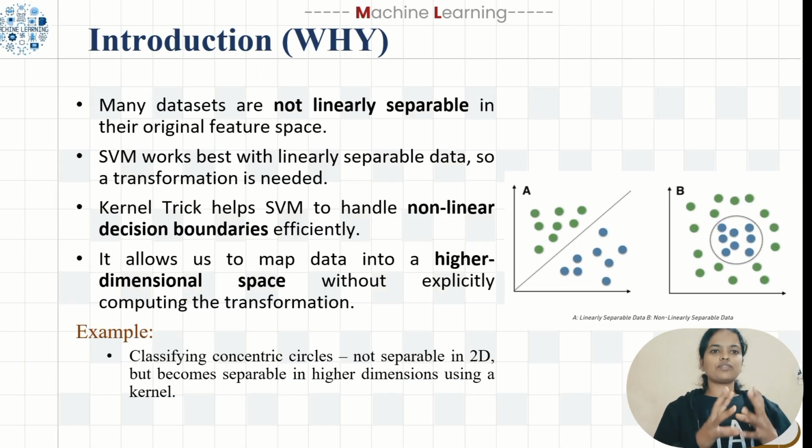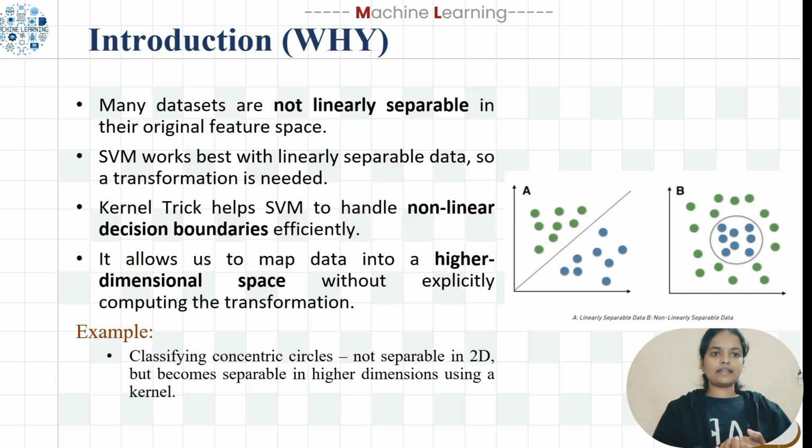So most of the data in the real world is not linearly separable, but the SVM algorithm, which is the support vector machine algorithm, a classification algorithm, works best with linearly separable data. But as we come across problems in the real world, the data is non-linearly separable. So SVM becomes confused here, and a transformation is needed. So the kernel trick comes into the picture here. The kernel trick in SVM helps SVM to separate and handle non-linearly separable data.